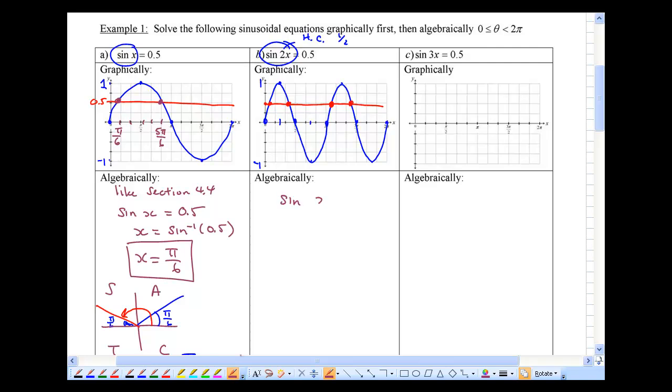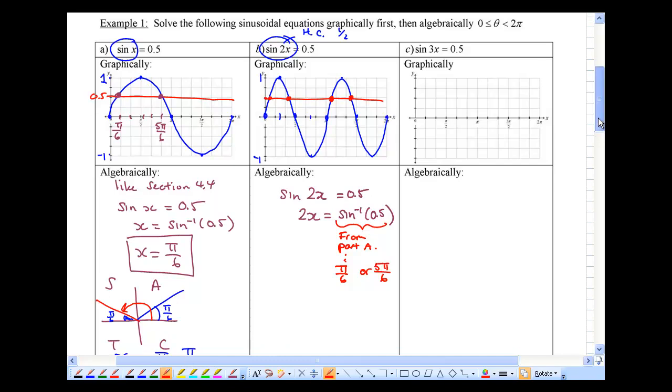Sine 2x equals 0.5. Okay, what's our first step? Get rid of sine, so I will take the inverse sine, sine minus 1 of 0.5. Now, solving this from part A, what did we find? We found that there were 2 answers. It was either pi over 6 or 5 pi over 6.